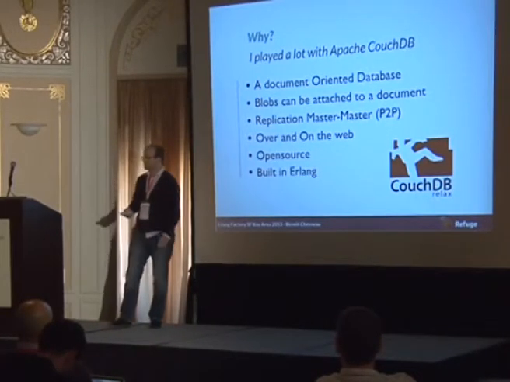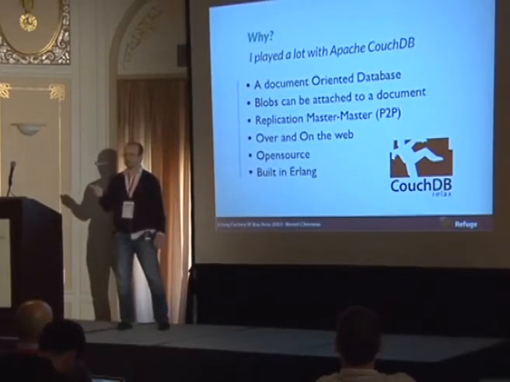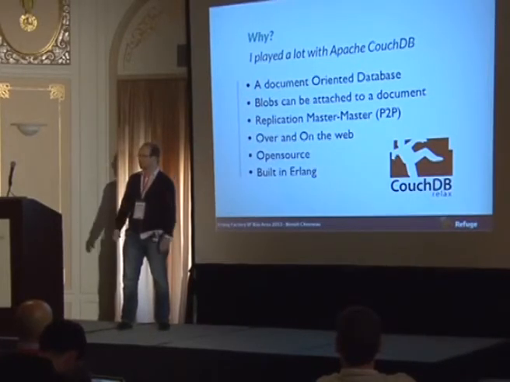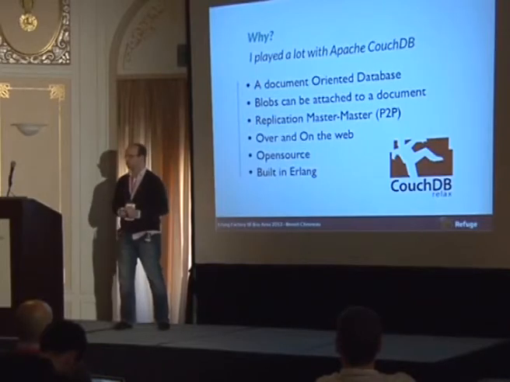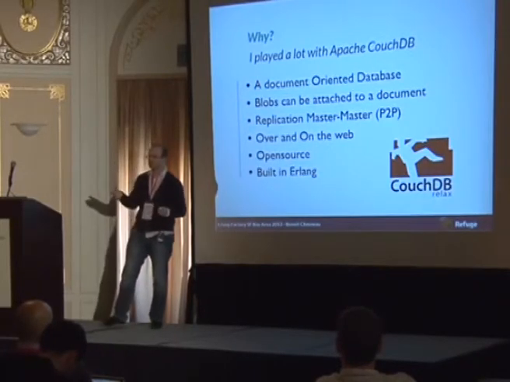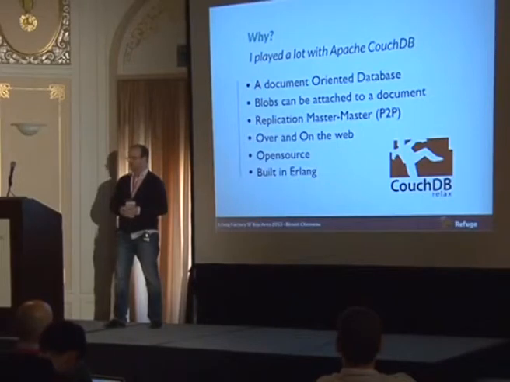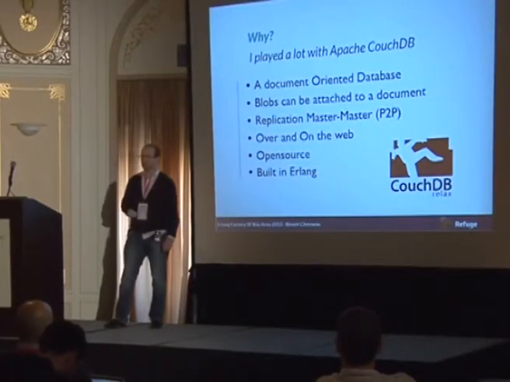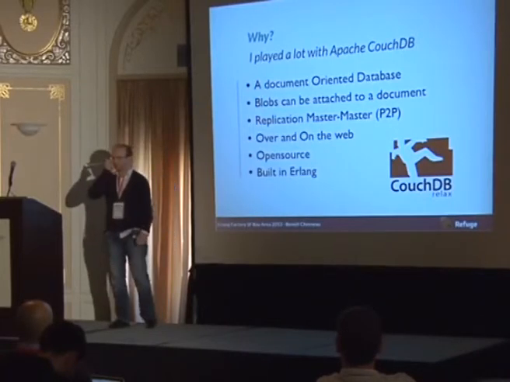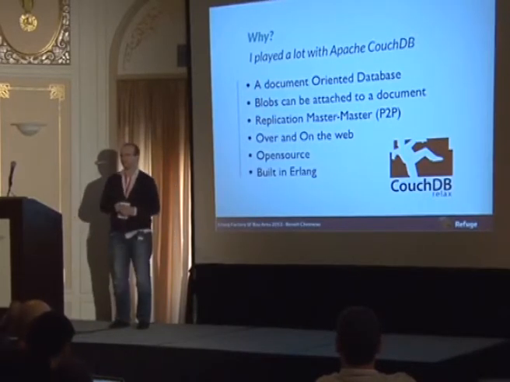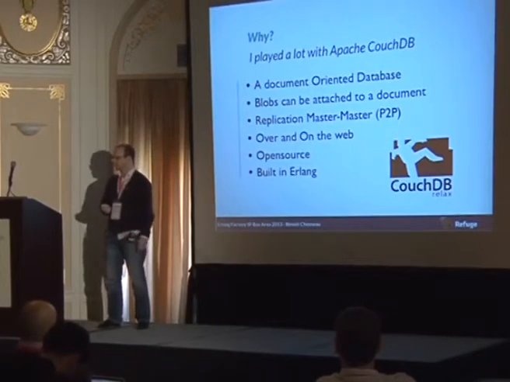Apache CouchDB is working over the web. You can only access it using HTTP, and it's working on the web too, because the replication is only working with the HTTP transport today. It's open source. This is an Apache project, and this is built in Erlang. This is maybe one of the first open source NoSQL databases in the world.